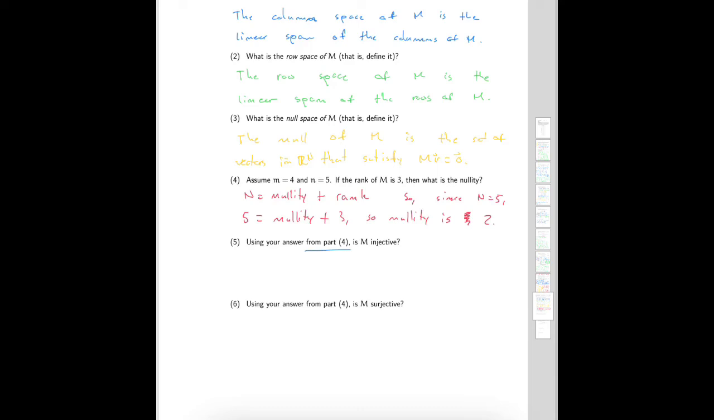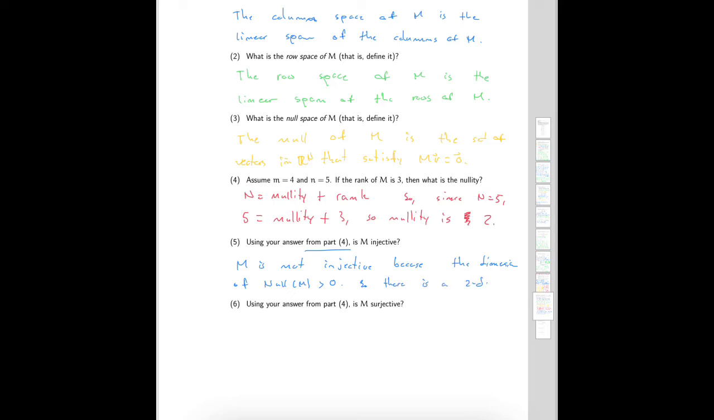Okay, part 5, using your answer from part 4. Okay, I want you to use your answer from part 4: is M injective? So M is not injective because the dimension of the null space of M is greater than 0. Okay, so in other words, there's a vector that satisfies Mv equals 0. So there's a two-dimensional subspace of vectors that satisfy Mv equals 0.